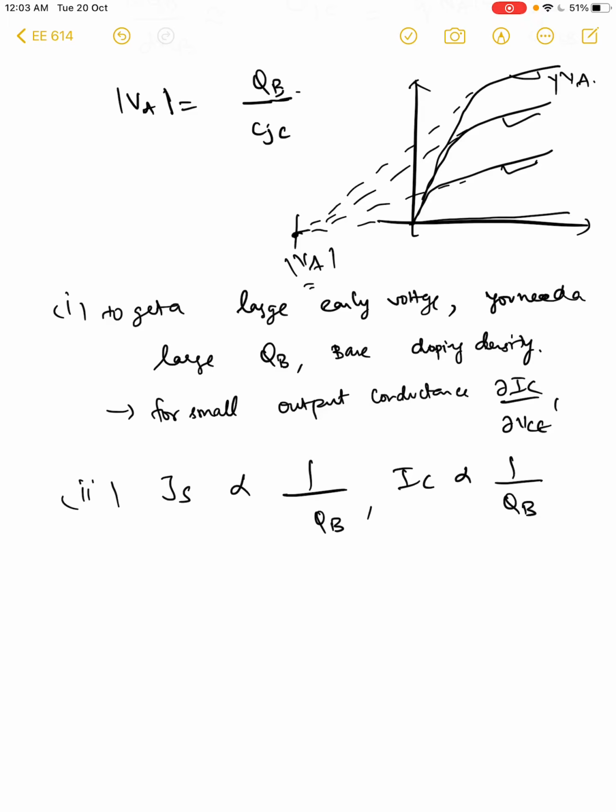So with this discussion we will stop now, and next time we meet, let us discuss non-idealities in BJT and some RF and microwave characteristics. Thank you.